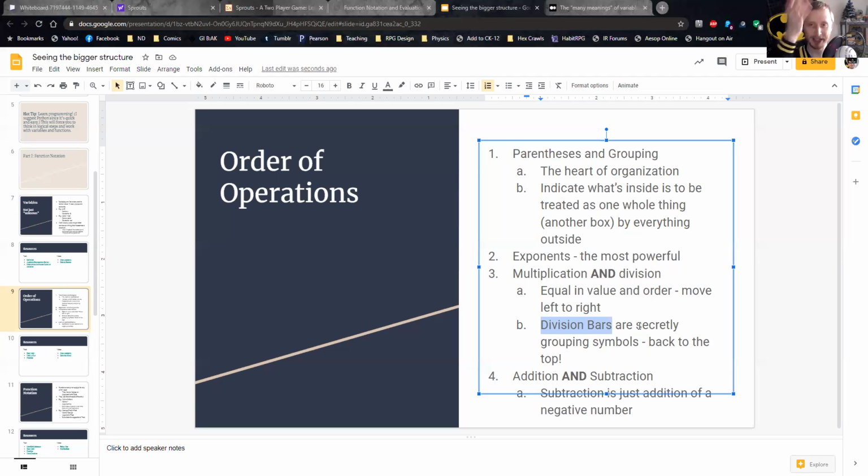Okay, the numerator is separated from the denominator. You need to treat them as if it's numerator in parentheses divided by denominator in parentheses. That means you've got to go all the way back to the top, parentheses and grouping. And then finally, deal with any addition and subtraction. These are actually the same thing, because subtraction is just addition of a negative number.